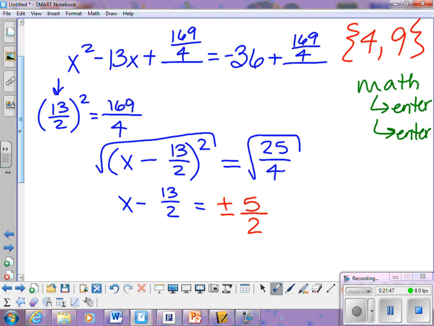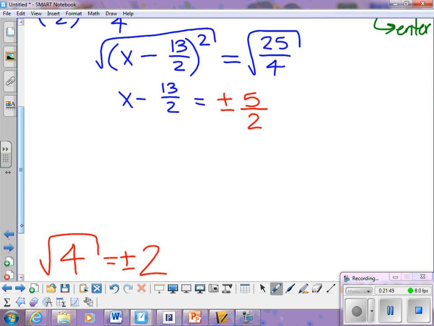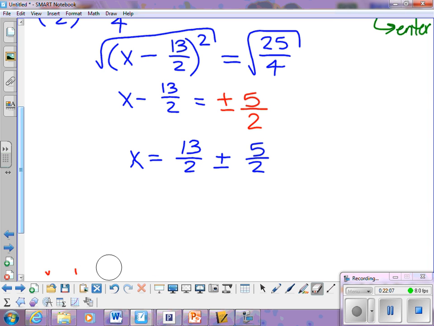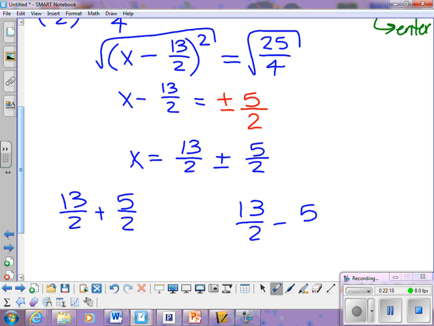Yeah. Okay. How do you move this 13 over 2? You add it, right? So I'm going to get x equals 13 over 2 plus or minus 5 over 2. If it's a plus or a minus, you're going to have 2 answers. Good job. I'm going to erase this down here. So look, this breaks down into 13 over 2 plus 5 over 2 and 13 over 2 minus 5 over 2. Okay?